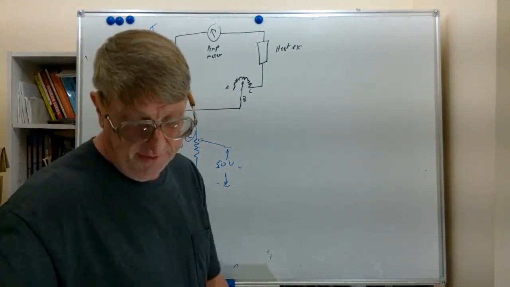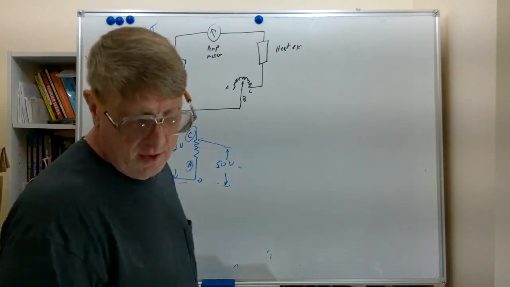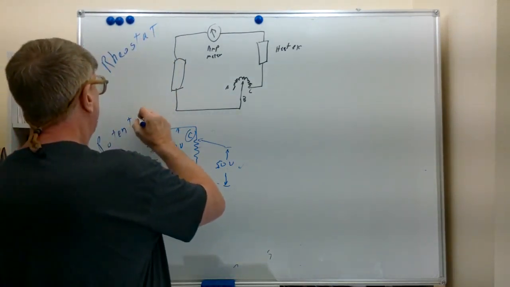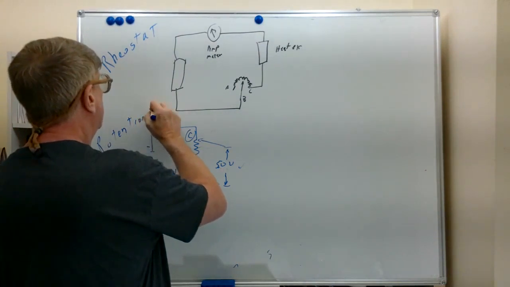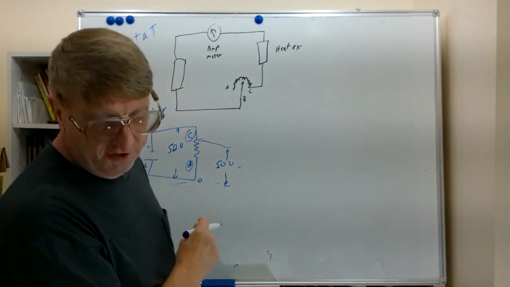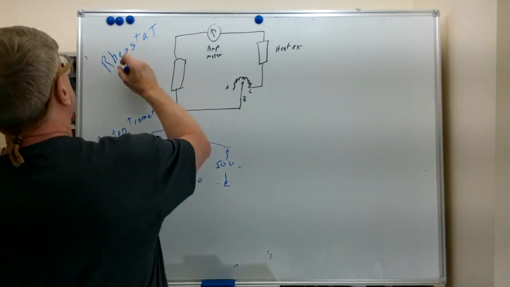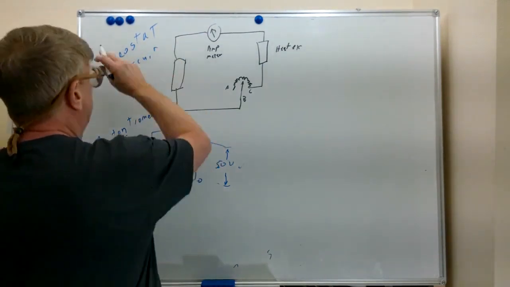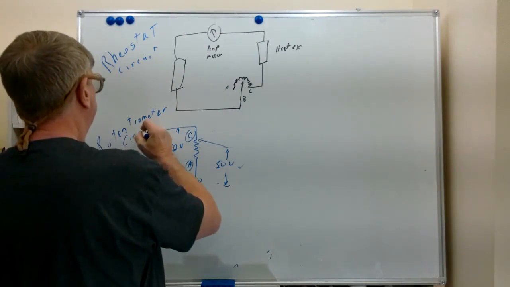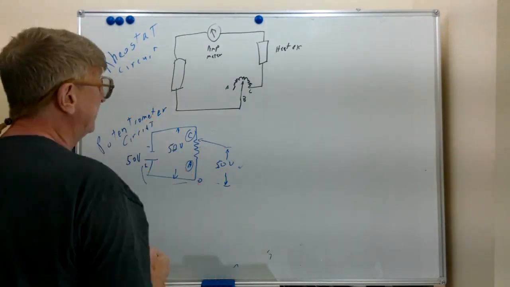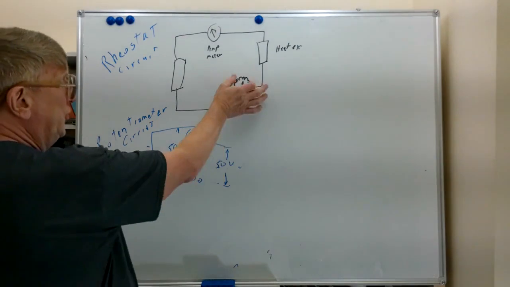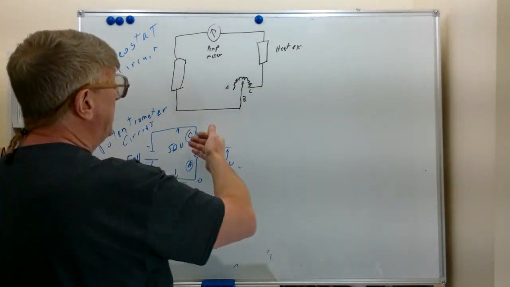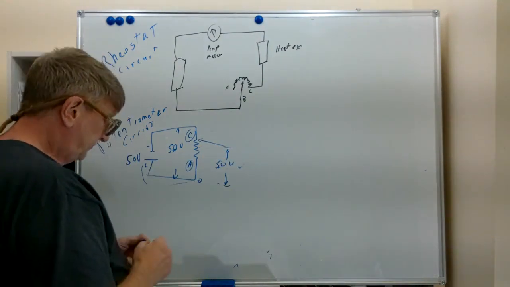I want to write that down here. Potentiometer circuit. And that's rheostat circuit, potentiometer circuit. And the basic difference here is we're using the variation of resistance. Here we're using the variable resistor to pick off part of a signal.